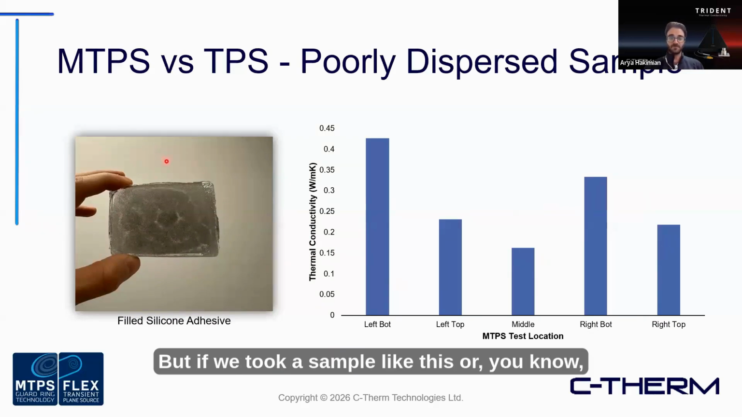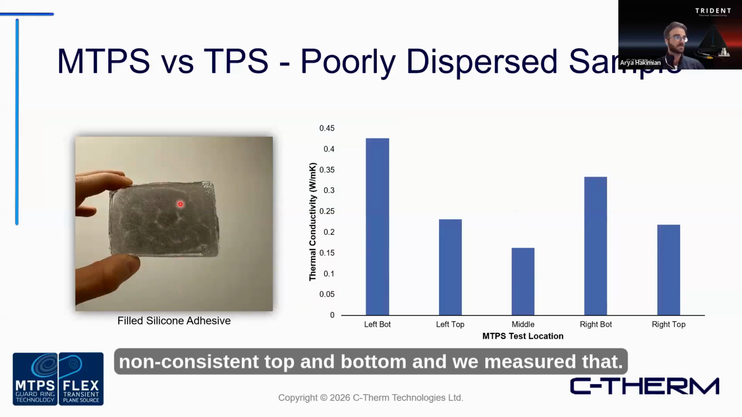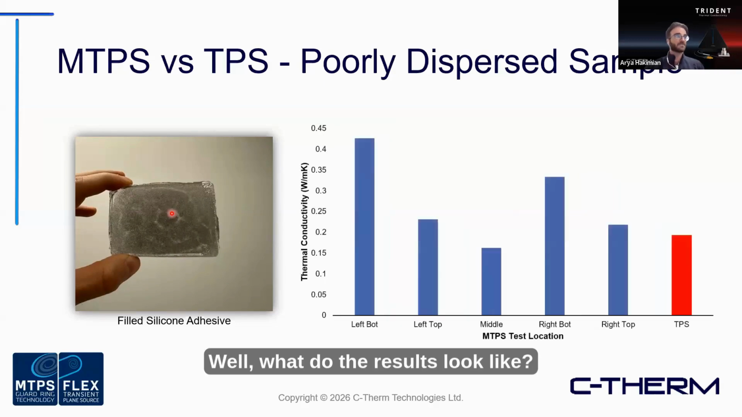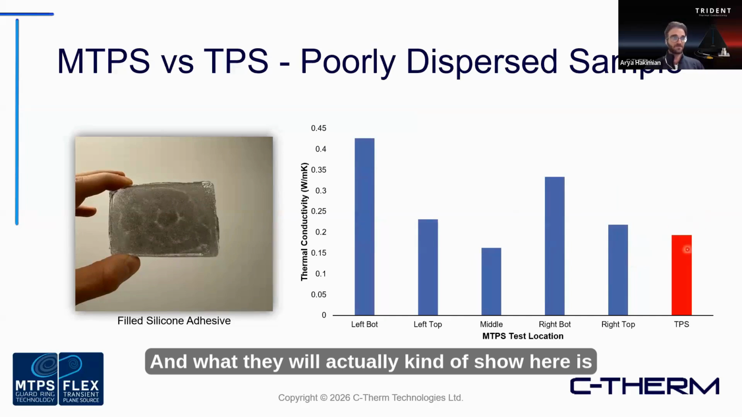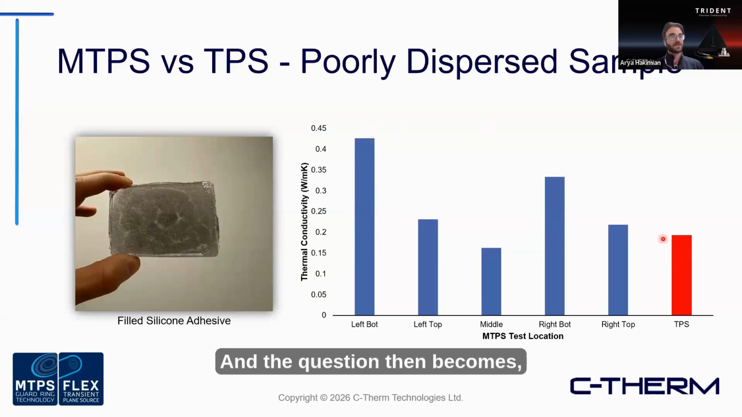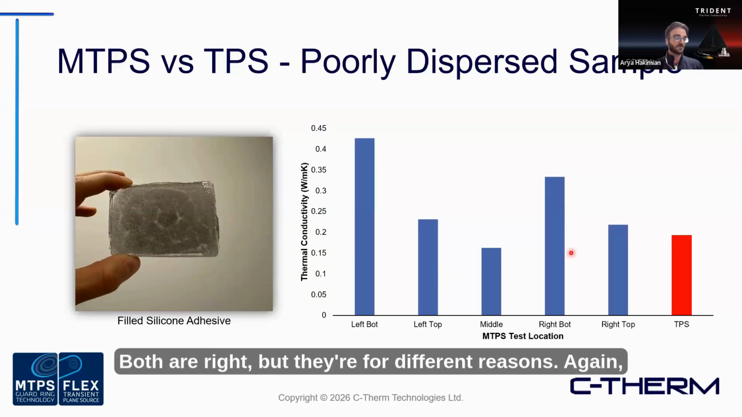But if we took a sample like this, or maybe made a duplicate pair, again non-consistent top and bottom, and we measured that, what do the results look like? What they will actually show here is a TPS value somewhere above the minimum value of MTPS, but below the maximum. And the question then becomes, which value is right? What is the true value of the material? In that context, unfortunately, I would say both are right, but they're right for different reasons.